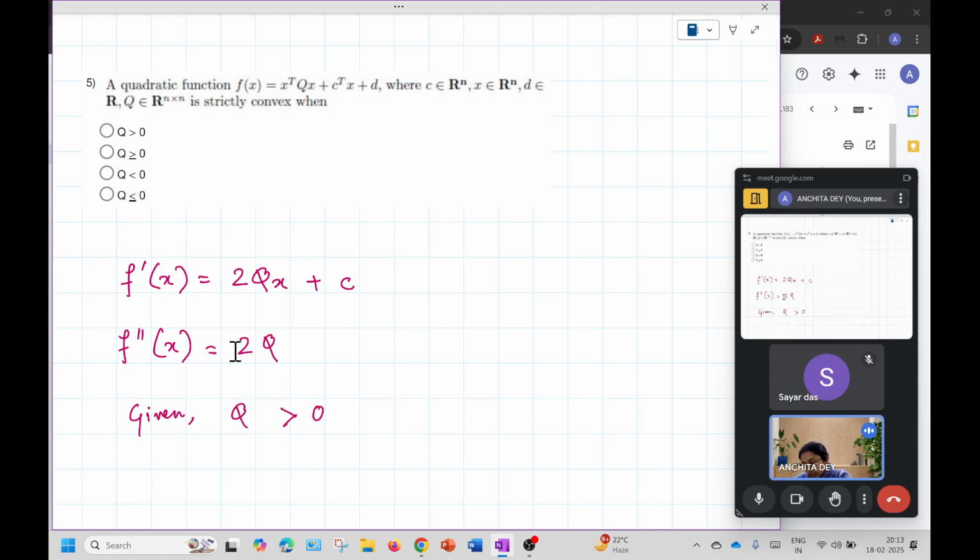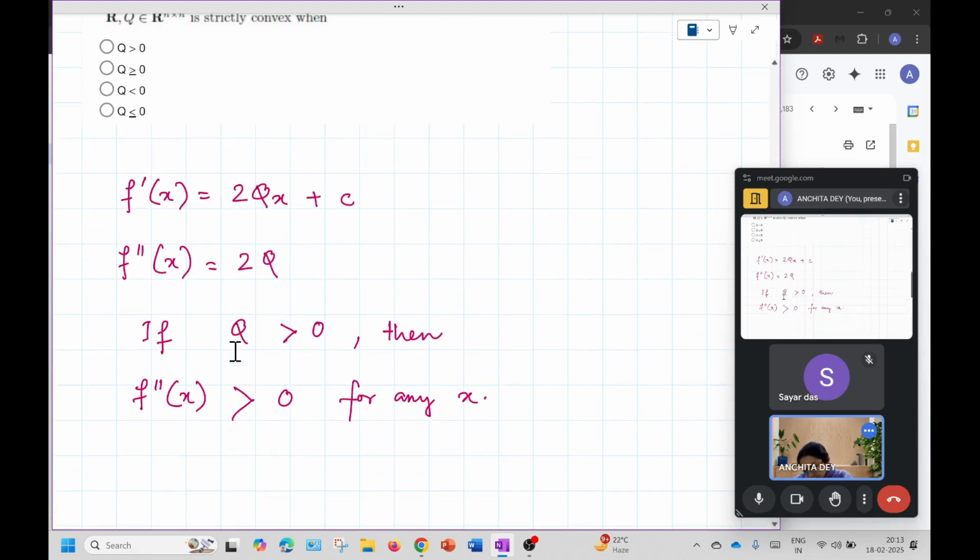Sorry, I just gave away the answer, didn't I? So if Q is greater than 0, then my f double dash x would be greater than 0 as well for any x, right? And if this is true, therefore for strict convexity, I just want my Q to be greater than 0, right?